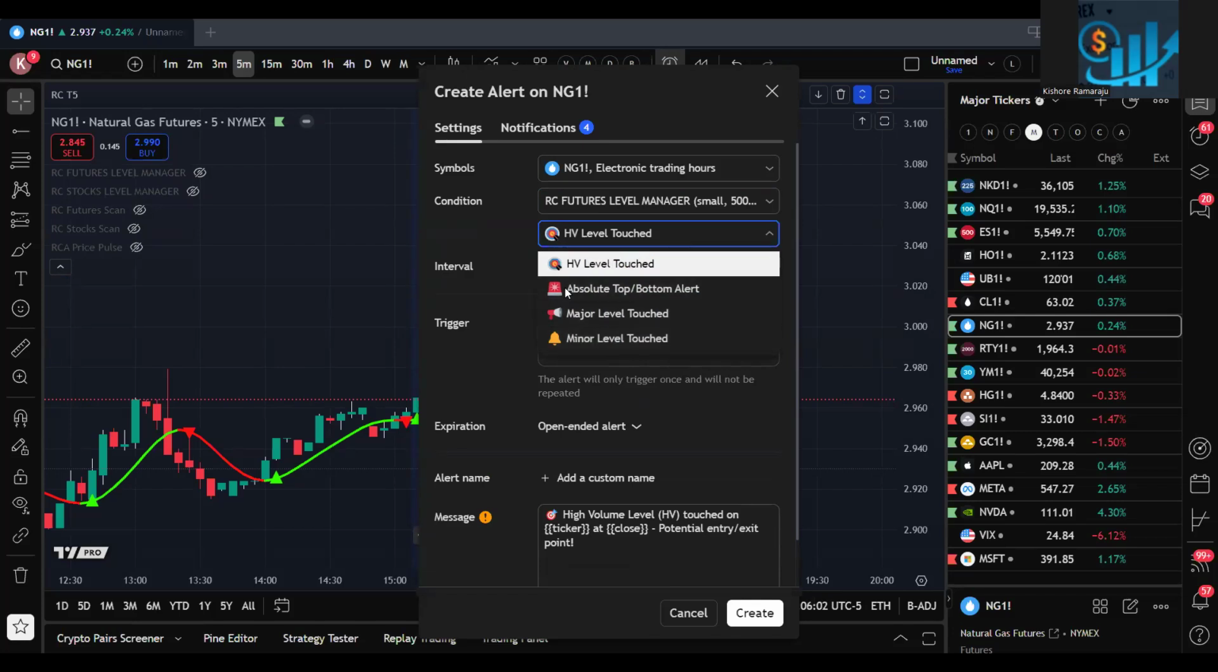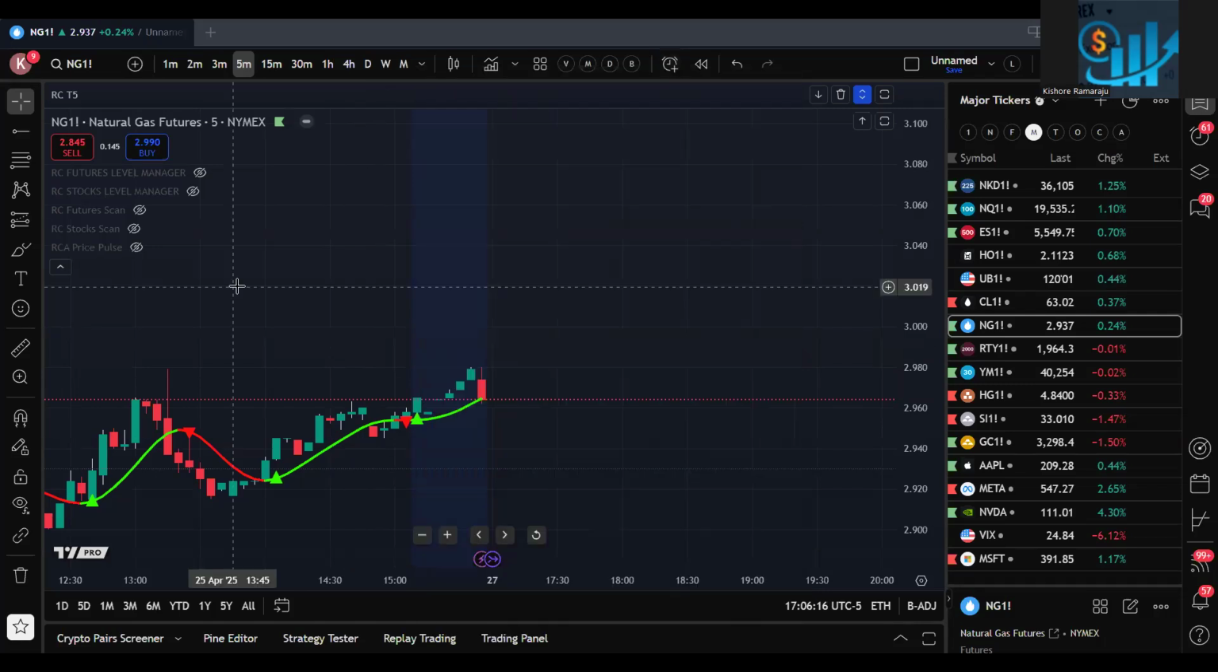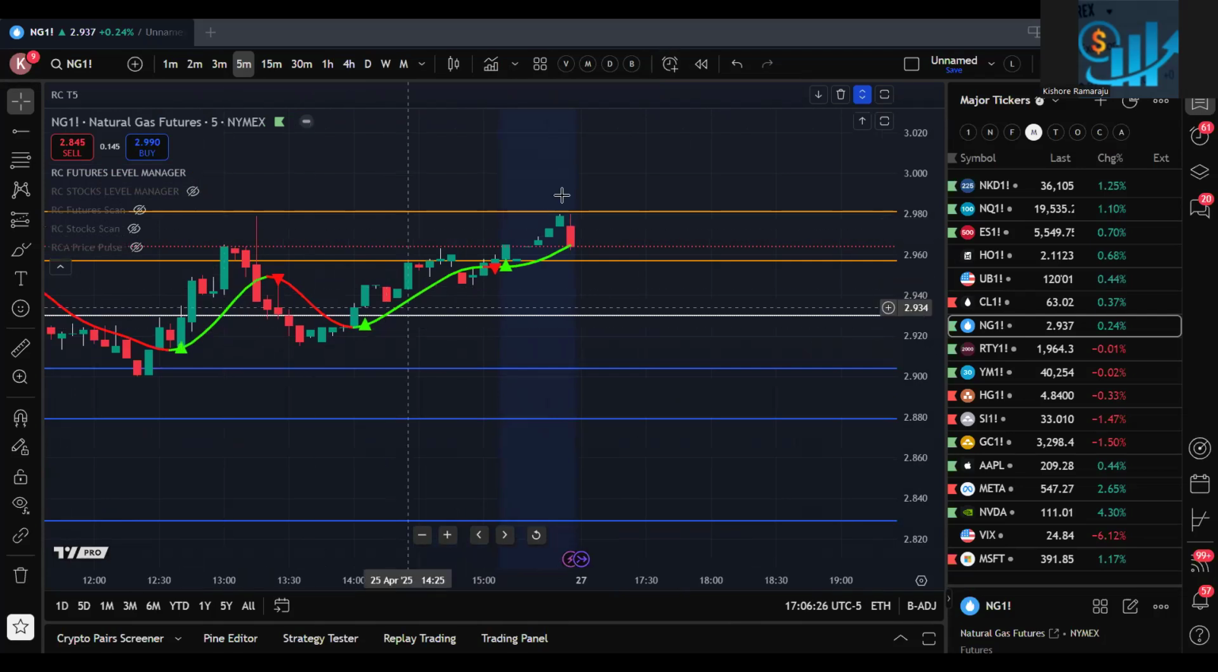But at the HV level, every day we'll see price touching the high because that is where you have all the volume. Price will come there and then either it will go up or it will drop. So we have to wait for that. Whenever you get this notification, you have to see if price comes to here, and if it is a bullish ticker. Natural gas is a bullish ticker. If price comes to this level, there is a very high possibility for it to go up.